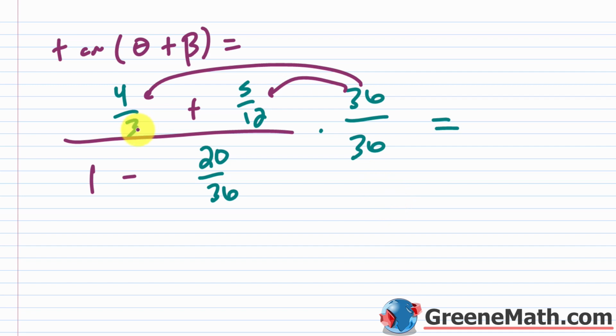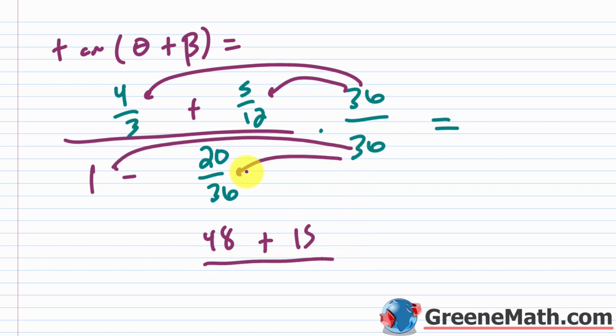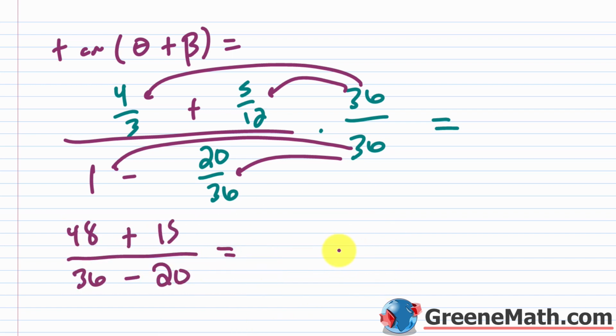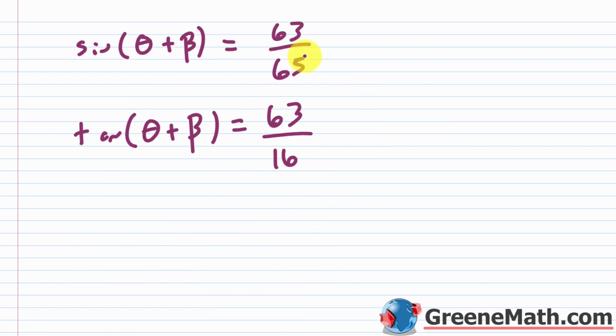So 36 divided by 3 is 12. 12 times 4 is 48. Then plus 36 divided by 12 is 3. 3 times 5 is 15. This is over 1 times 36 is 36, and then minus 36 divided by 36 is 1, so this is just 20. So this is going to give me 48 plus 15. We just did that. We know that's 63. And this is over 36 minus 20. That's going to be 16. So this would be my tangent of theta plus beta. Let me copy this. So those are the first 2 answers.